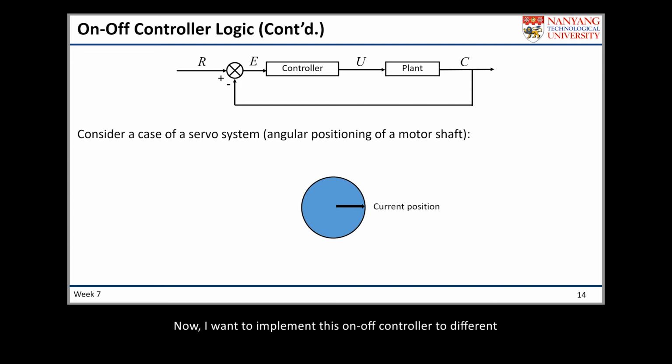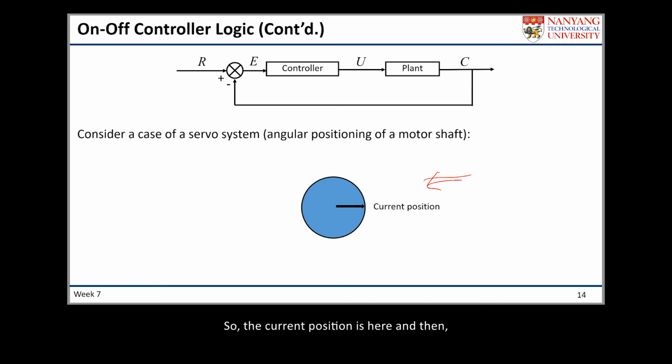Now, I want to implement this on-off controller in a different application. I want to control a DC motor, or a motor in general. But what I want to control here is the position of the motor. What you see here is the shaft of the motor, and I want to change the orientation of this shaft.